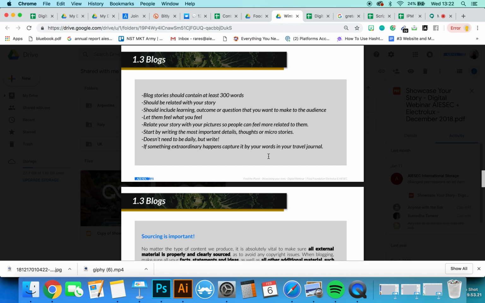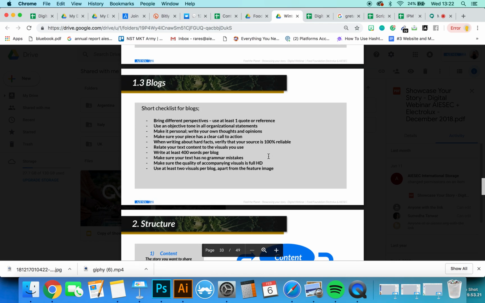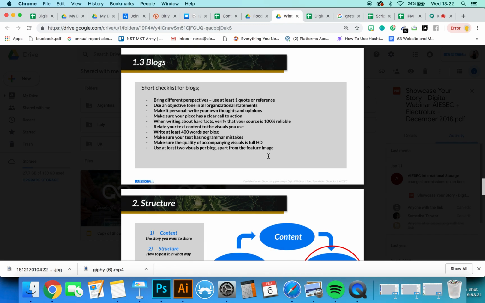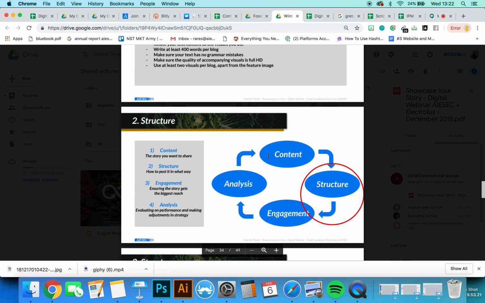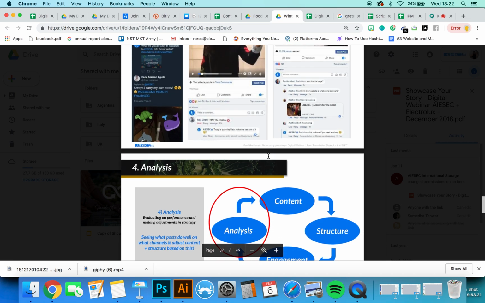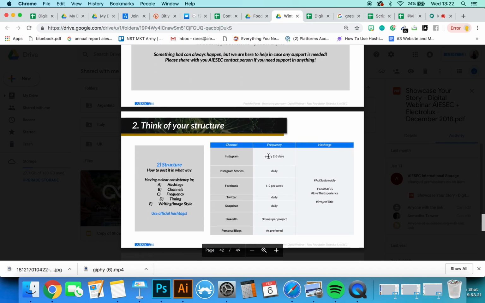So yes, make sure to always capture whatever happens during your experience. And of course there are some parts there that are defined, what to do for checklists for blogs. You're going to receive these slides, so just go through the slides so you can understand as well. And then the most important part, it's here.